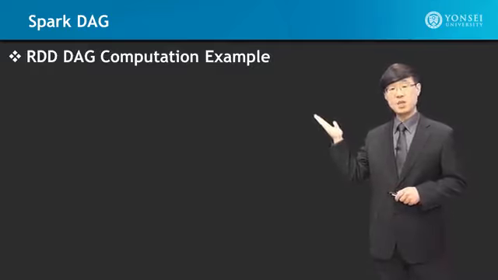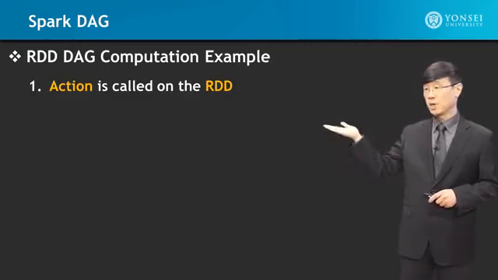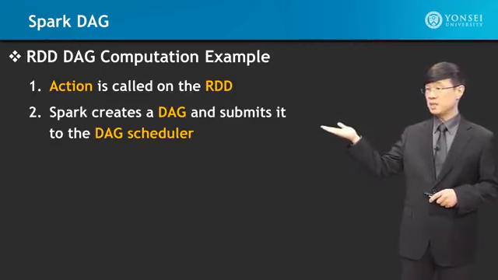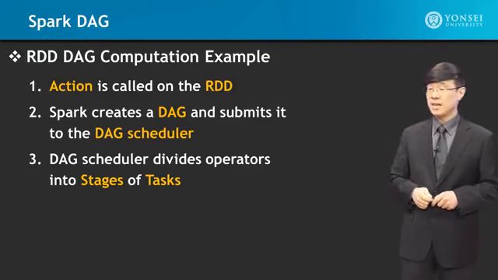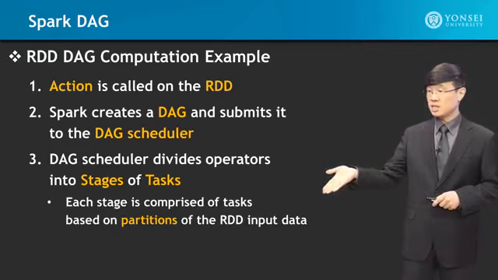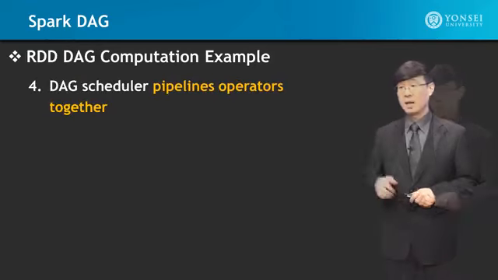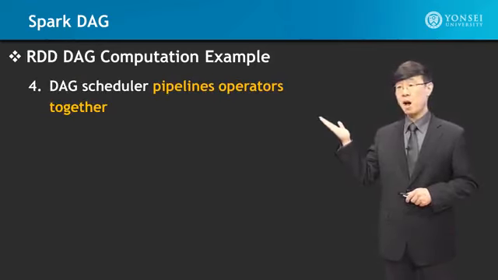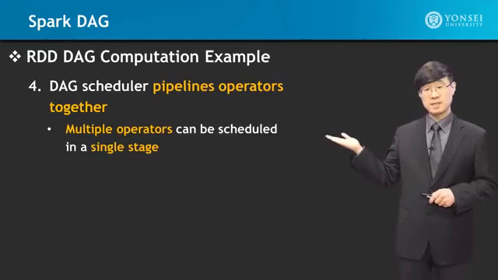A DAG computation example: an action is called on the RDD. Spark creates a DAG and submits it to the DAG scheduler. The DAG scheduler divides operators into stages of tasks. Each stage is comprised of tasks based on partitions of the RDD input data. The DAG scheduler pipelines operators together. Multiple operators can be scheduled in a single stage.